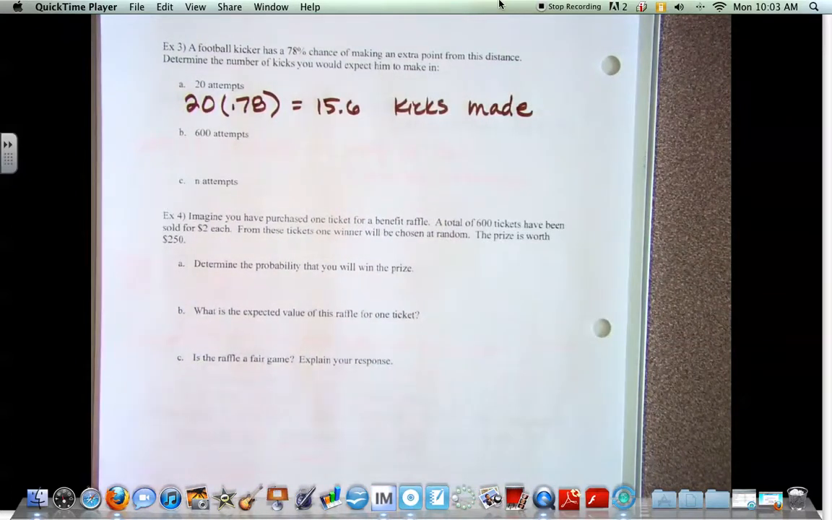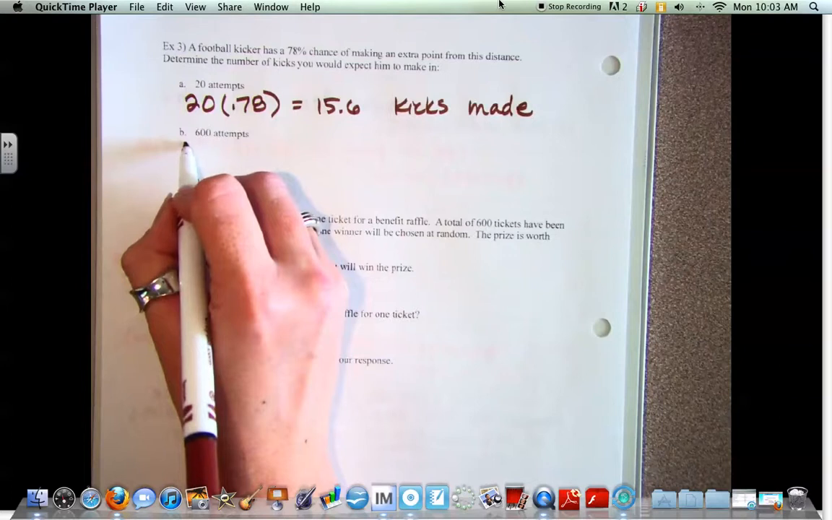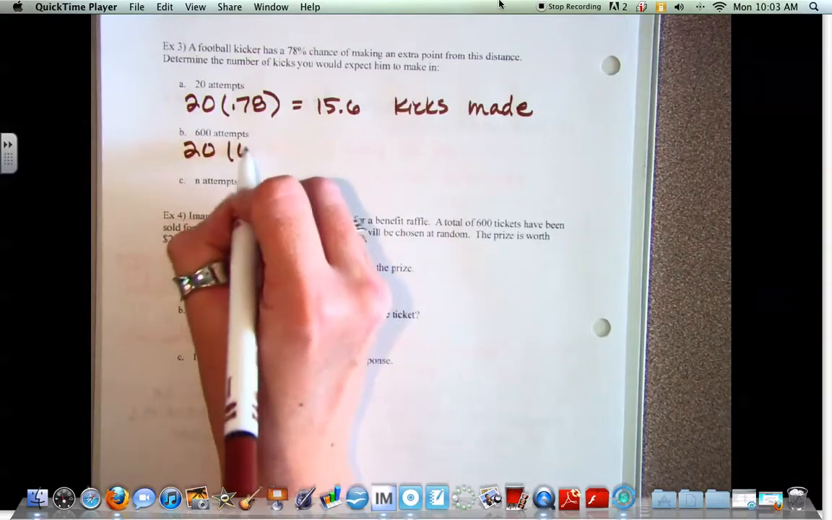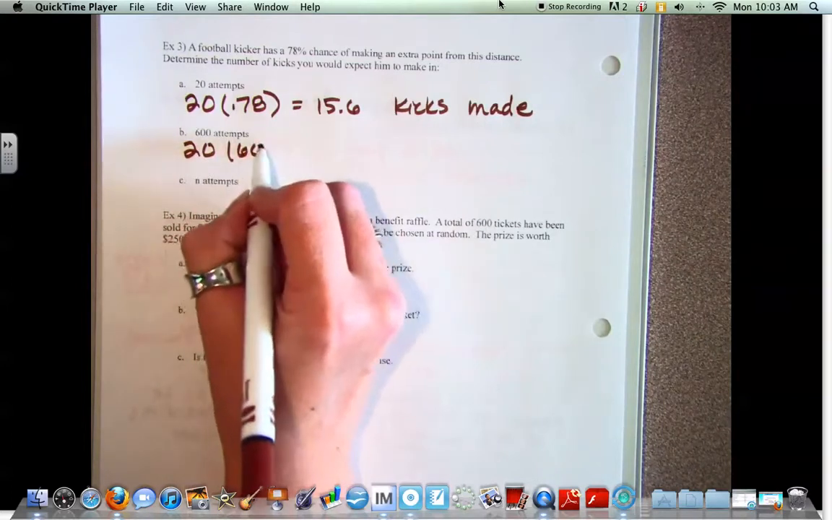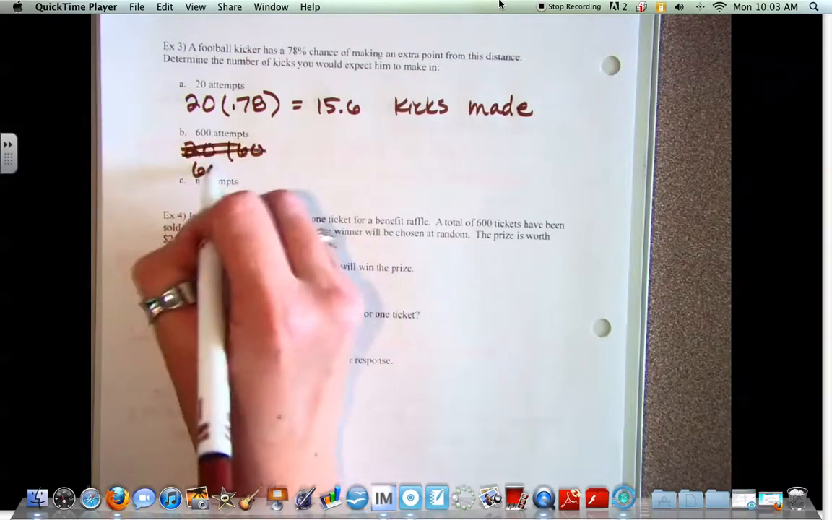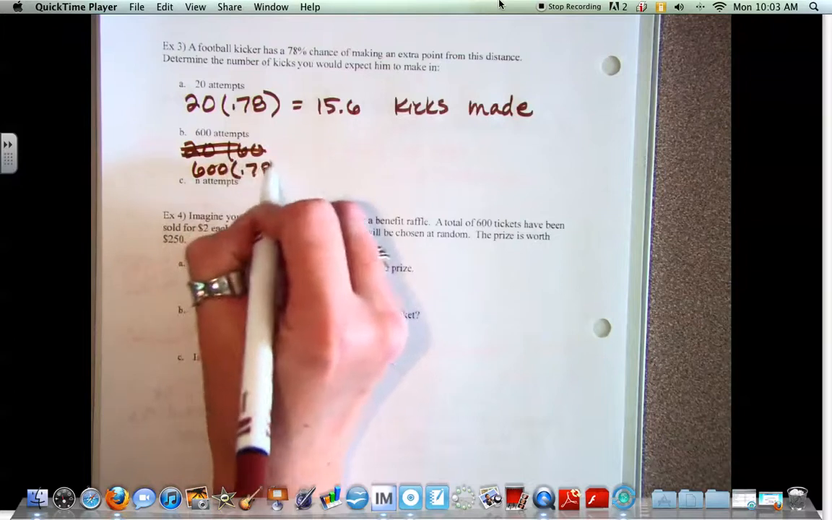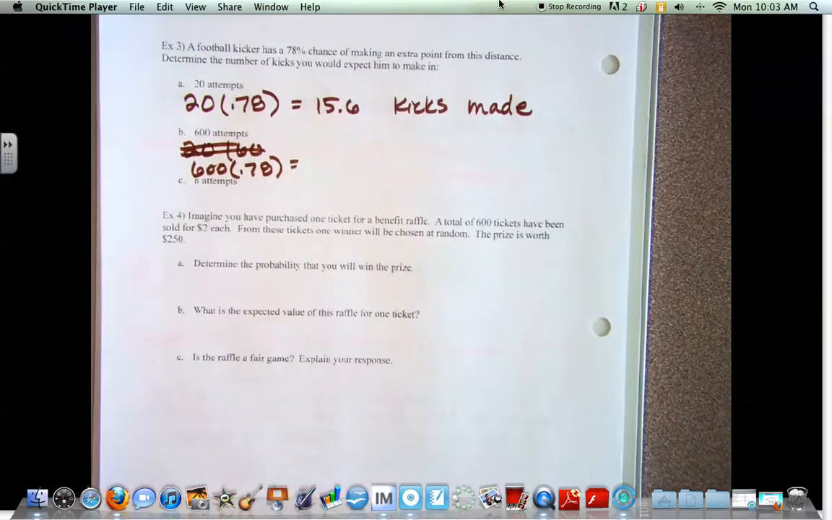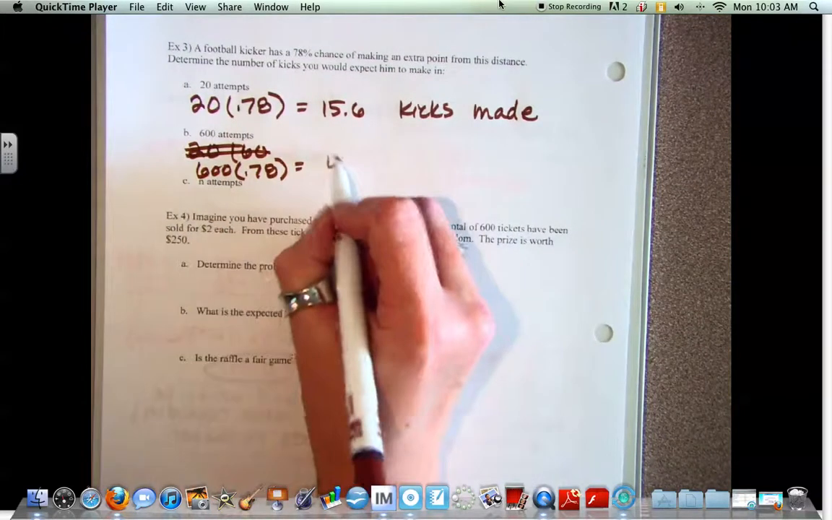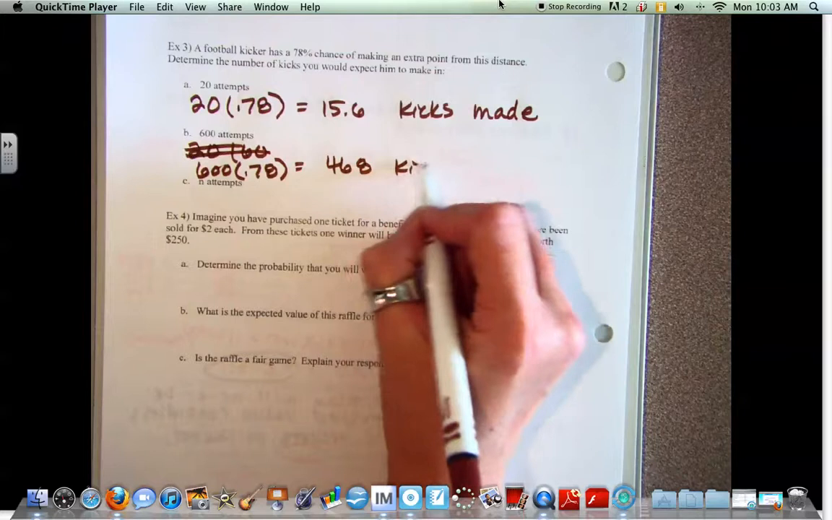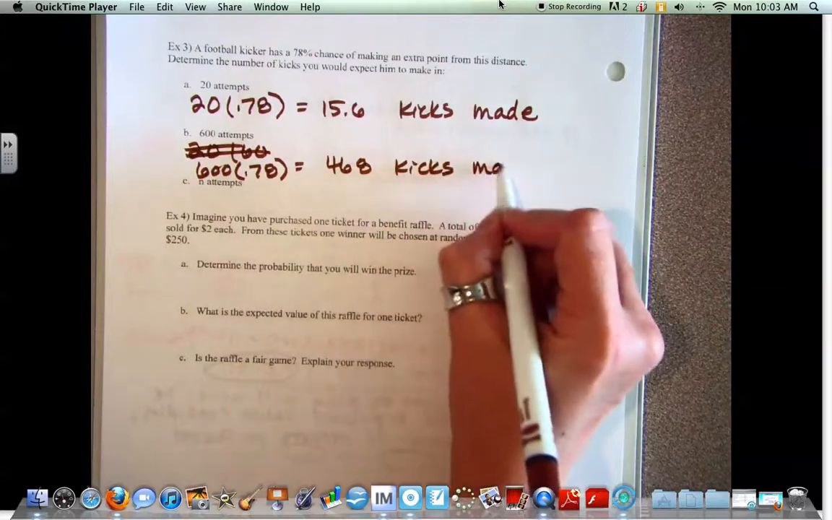Alright, so what would we do for 600 attempts? 600 times 0.78. Which gives us, what'd you get? 468. Dude, you're a straight professional calculator.